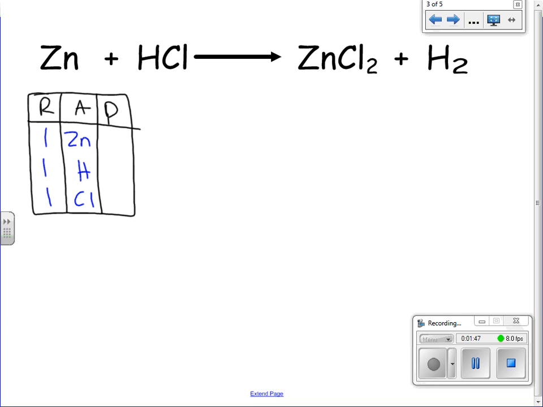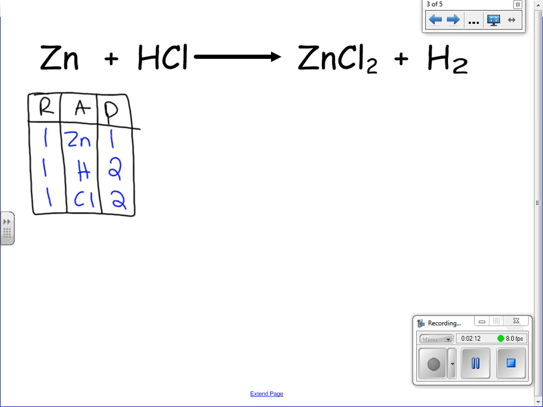Now let's look at our products. Again, we just see Zn here in this compound zinc chloride, so that tells us we just have one zinc atom in our products. And then we see Cl2. Well, that subscript 2 goes with the chlorine, so that means we have 2 chlorine atoms in our products. And then we also have H2. Again, that subscript 2 tells us we have 2 hydrogen atoms in our products.